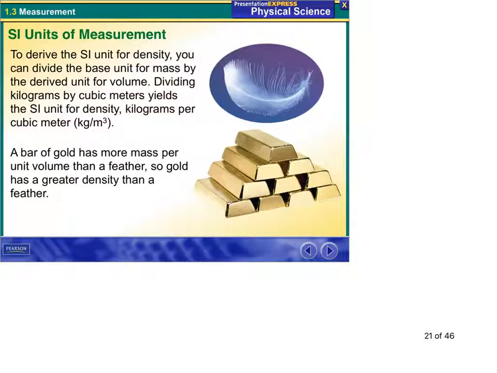So to derive the SI unit for density, you divide the base unit for mass by the unit for volume, and we get kilograms per cubic meter. Many other units for density we actually use too. Grams per cubic centimeter is a very common unit for density. Gold has greater density than feathers. At other times when we think something is heavier, like we'd say gold is heavier than feathers, what we really mean is that gold is more dense than feathers.